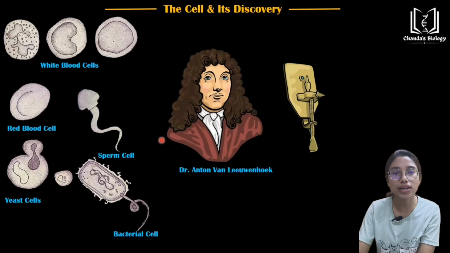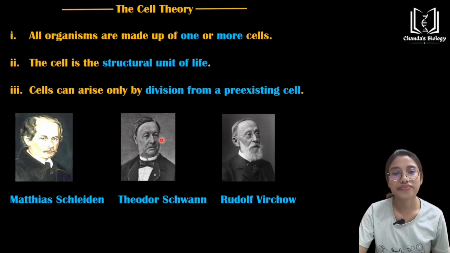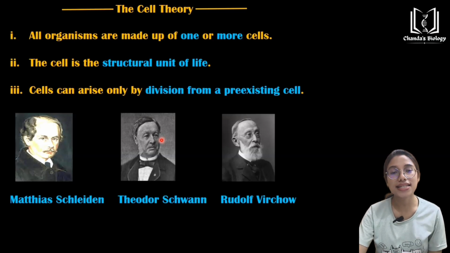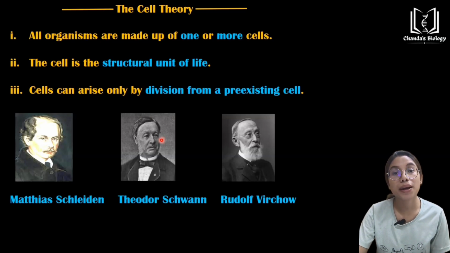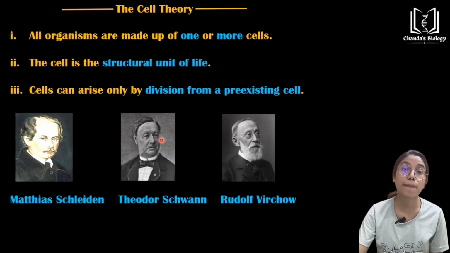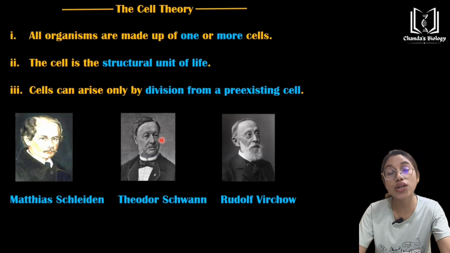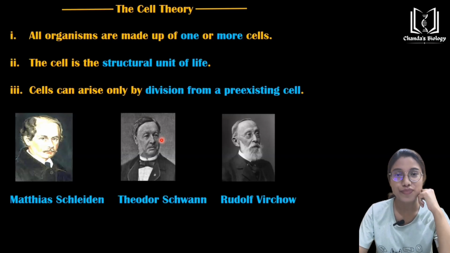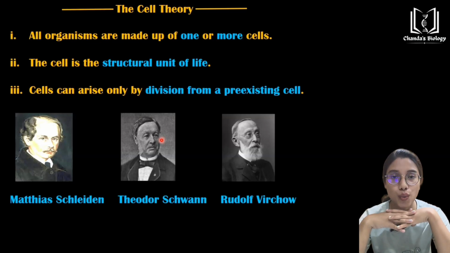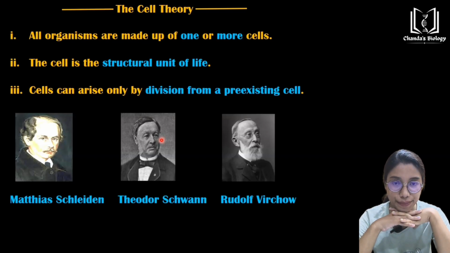Now let's come to the most important part, which is cell theory. There were two scientists, Matthias Schleiden and Theodor Schwann. In 1838, Matthias Schleiden was studying plants, and he observed that plants are made up of cells. And after 1 year, in 1839, Theodor Schwann was studying animals, and he also found that animals are made up of cells. Both were colleagues, so they combined their work and gave us the cell theory, that all organisms are made up of one or more cells.